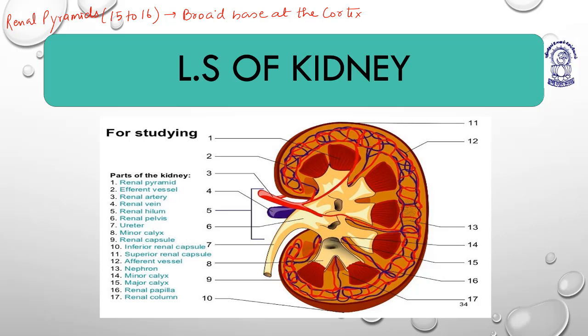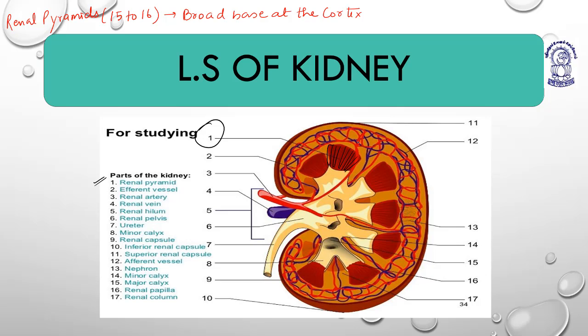Now, coming to the labelings of this longitudinal section, the first is the renal pyramid. These renal pyramids are conical projections of the renal medulla. The medulla is divided into a number of conical areas, and these are known as medullary pyramids or renal pyramids.